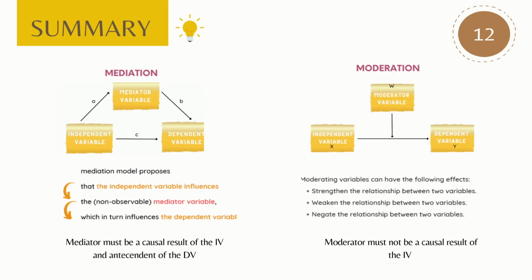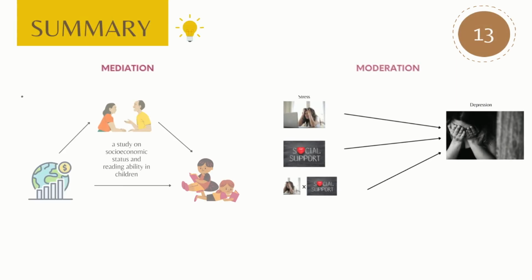And in summary, just keep these visual models in mind, where you can see that the mediation model proposes that the independent variable influences the mediator, and the mediator in turn influences the dependent variable. So the mediator must be a causal result of the independent variable and antecedent of the dependent variable. And in moderation, the moderating variables can have the following effects, which, as we talked about, can either strengthen, weaken, or negate the relationship between the independent and the dependent variable.